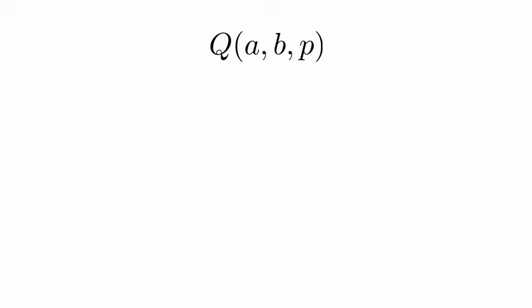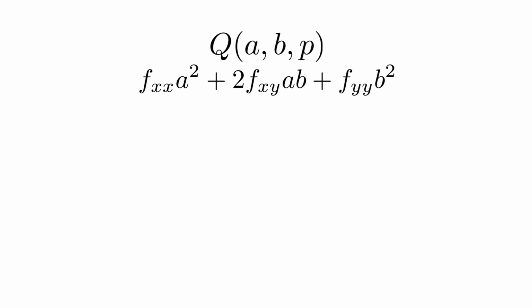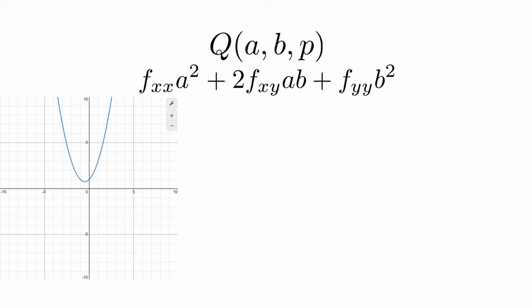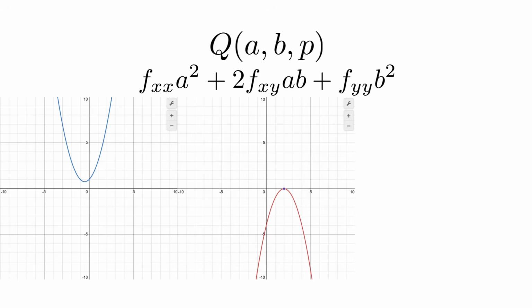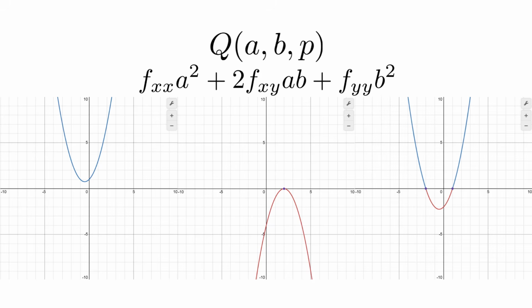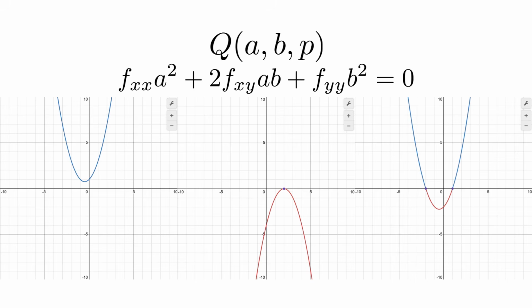Writing q out fully, we get that our curvature is fxx a squared plus 2fxy ab plus fyy b squared. We want to know if varying a and b ever switches the sign, corresponding to a saddle point. But for q(a,b) to switch signs, it must pass through 0. That means if curvature ever equals 0, it has the potential to switch signs. So now the question becomes, is the curvature equation solvable?